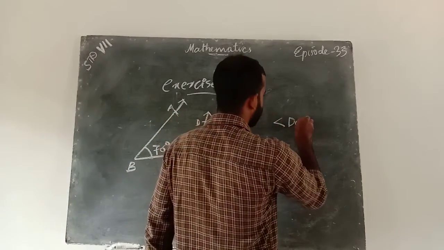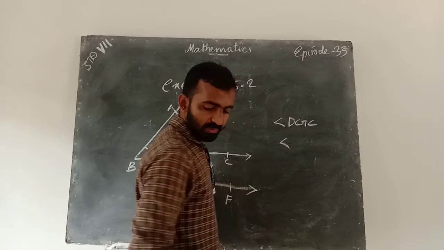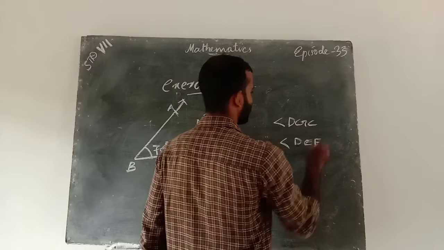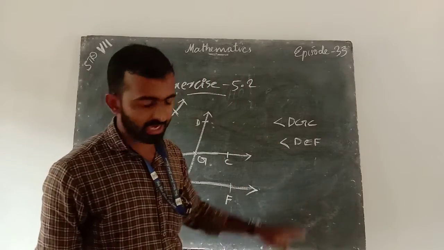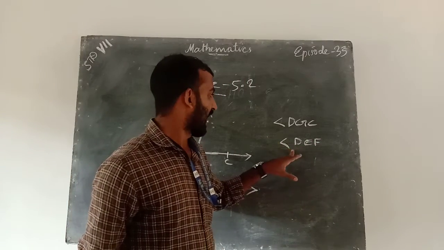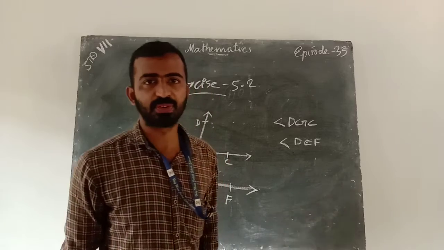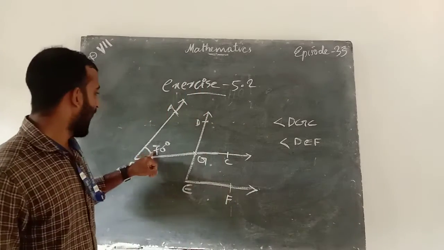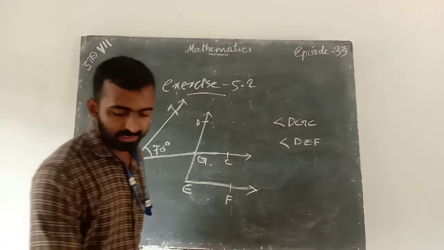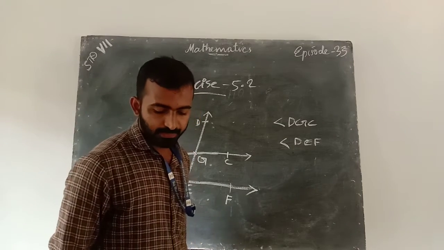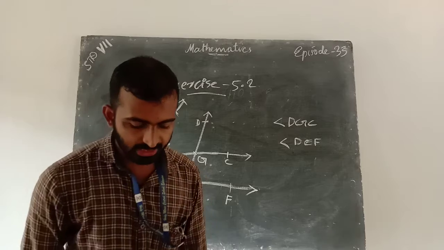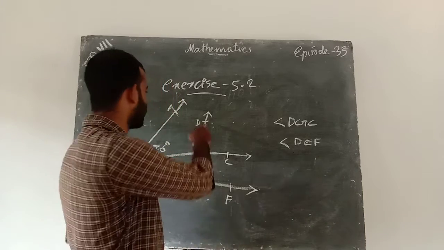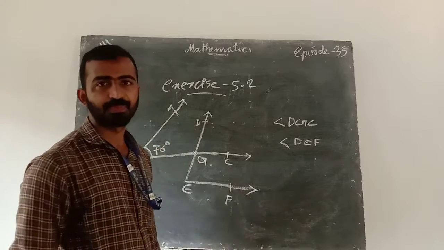Angle DGC and angle DEF. We want to find these angles. This angle is 70 degrees, and there is also one condition: in the given figure, the arms of the two angles are parallel. That is, these lines are parallel.